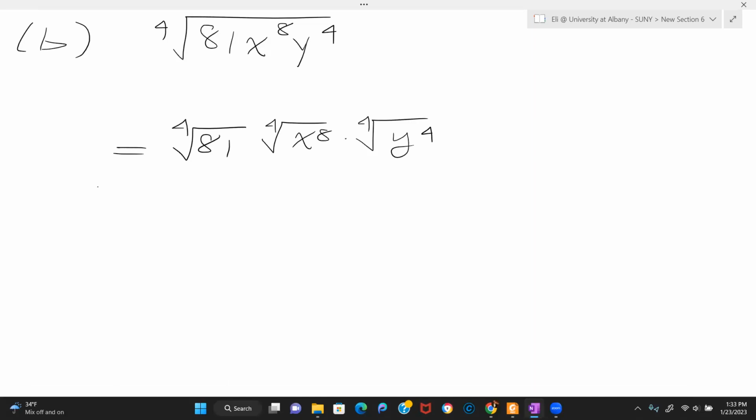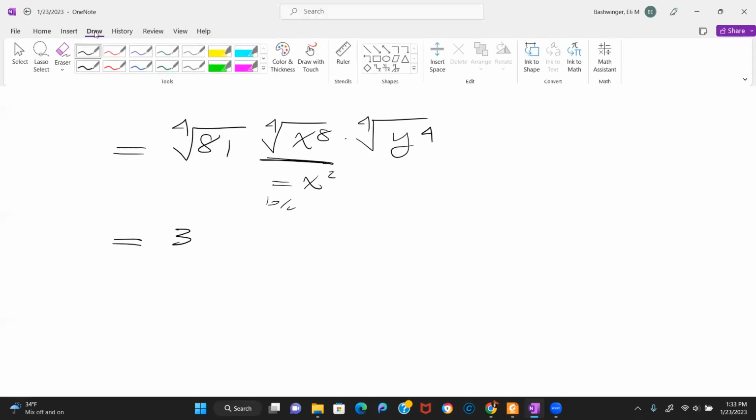So the fourth root of 81 is going to be 3, because when you raise 3 to the fourth power, you get 81. This right here is going to be x squared, because when you raise x squared to the fourth power, you get x to the eighth.